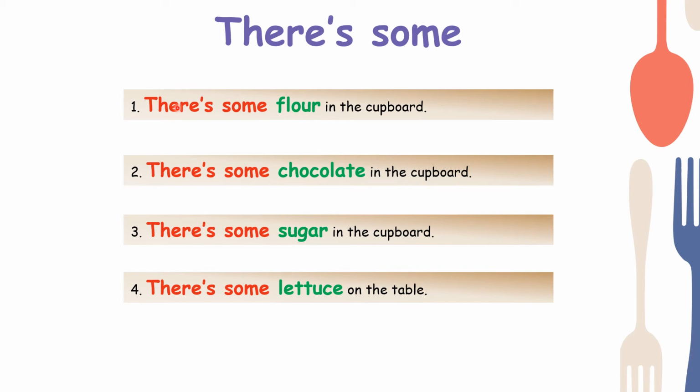Now, did you realize that we use there's some for things which didn't end with the letter S? Flour, chocolate, sugar, lettuce. They do not end with the letter S because they cannot become plural. If they cannot become plural, meaning to say we cannot count them, they will always remain as singular words. So when this happens, we must use the word there's some.